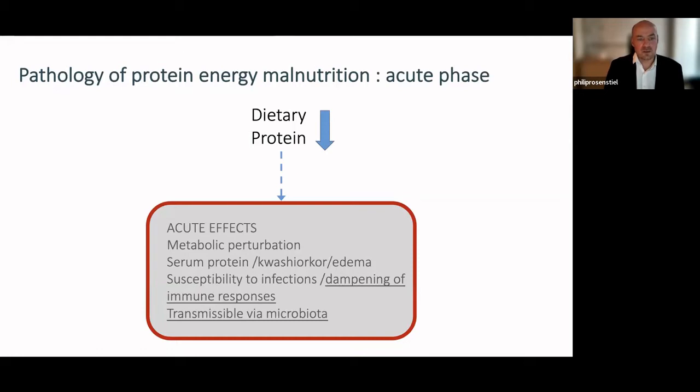So the acute effects are actually the metabolic perturbation, of course, of dietary protein going down. And you all know kwashiorkor and other diseases linked to this very acute malnutrition. But the individuals don't really die of kwashiorkor; they die because of the susceptibility to infection and the dampening of adequate immune responses. And part of that, and that is work by Jeff Gordon and others, has clearly been shown to be transmissible by microbiota. And of course, the antibiotic use in acutely undernourished children is the only clinical thing you can do to rescue them, apart from getting them proper food.